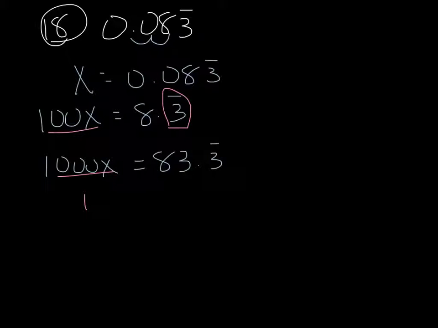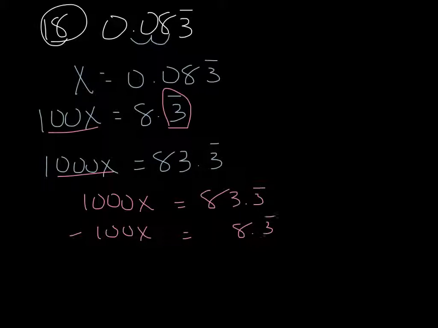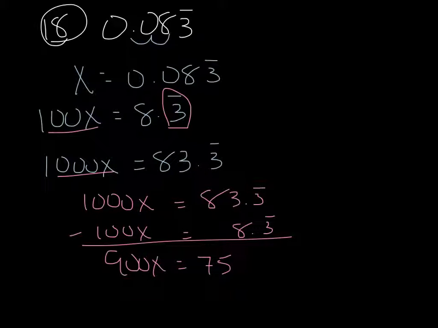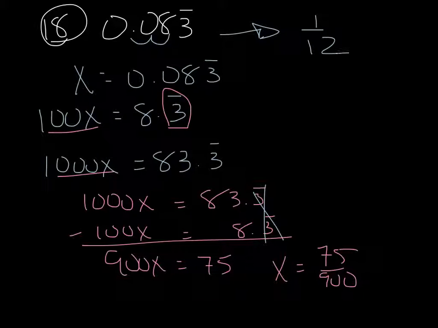I'm going to say 1,000x minus 100x is equivalent to 83.3 repeating minus 8.3 repeating, and I get 900x is equal to 75. Remember, the 0.3 repeating cancels, and so 83 minus 8 is 75. And so x is equal to 75 over 900, or if you simplify that, that's equal to 1 over 12.